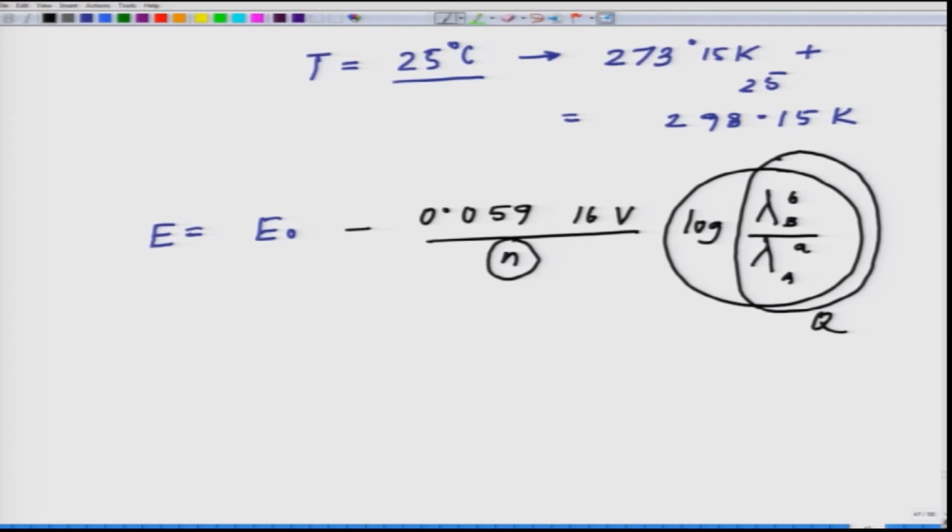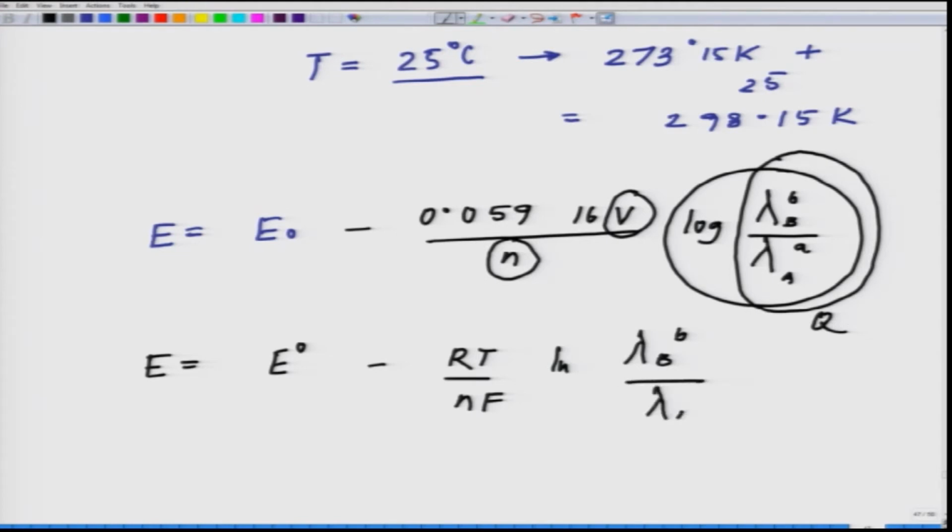Now, what is important here is to realize how this V is being reached. This V could be reached in a very simple way. If you look at the original formula, the original formula was like this: E is equal to E0 minus RT over nF natural log of the ratio of B to A, which is your Q.